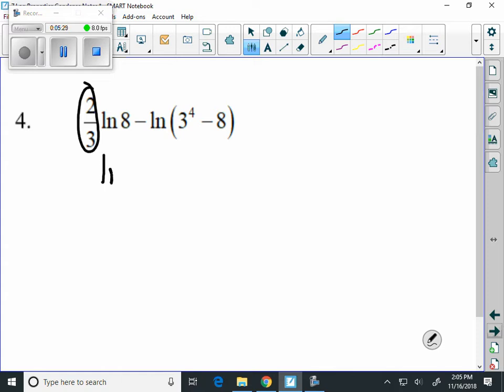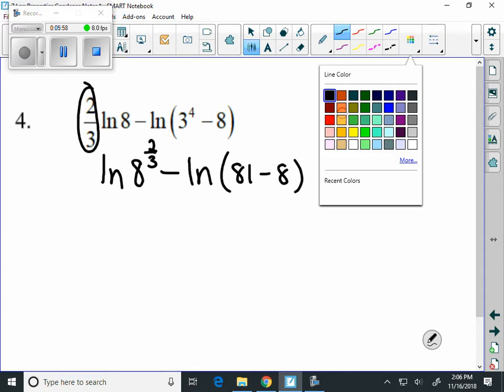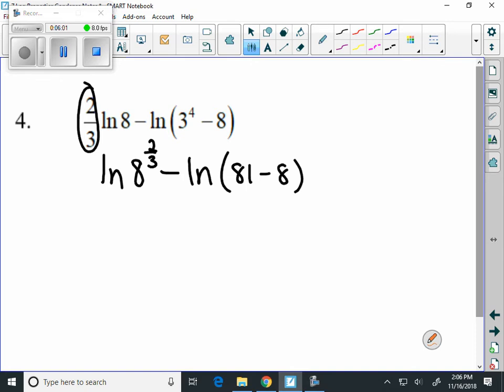So we can rewrite this as natural log of 8 to the 2/3 minus natural log of 3 to the 4th minus 8. And maybe we figure out what 3 to the 4th is, which is 81 minus 8. And maybe you did the whole part there. Maybe you did 81 minus 8 all in one step. But I want to come off to the side here for a second and remind you of what 8 to the 2/3 equals.